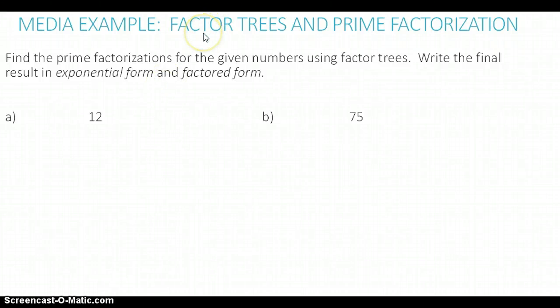In these examples, we're going to learn how to use factor trees to find the prime factorization of a number. Find the prime factorizations for the given numbers using factor trees. Write the final result in exponential form and factored form. So we're first going to use a factor tree to find the prime factorization, and then we're going to learn how to write it in these two different ways.